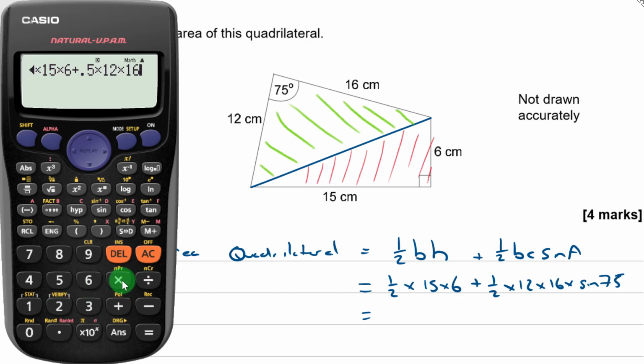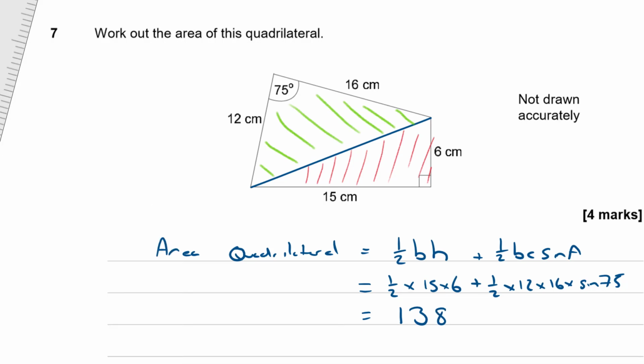What's that equal to? Now, I make that 137.7, which I'm going to round off to 3 significant figures. So that would make it 138 units. Well, centimeters squared here, isn't it? Centimeters squared. Okay.